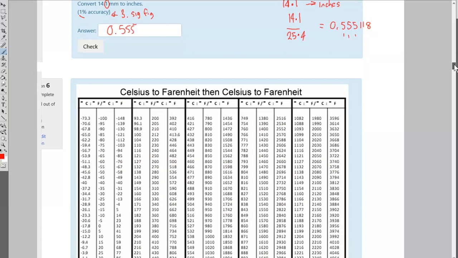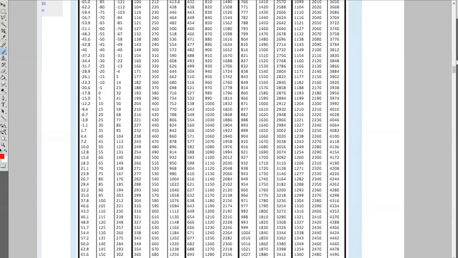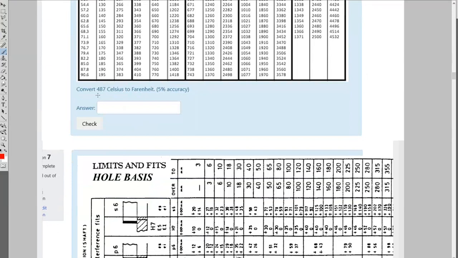Celsius to Fahrenheit. Now, this table confuses everyone, including me. What does it actually stand for? Well, it's a bit unusual, which is good to see an unusual table. Let's see what we're trying to do. We're going to go 487 Celsius to Fahrenheit, which is the American system, which is really weird. Celsius is also known as centigrade, so we have two different names, but the proper name is supposed to be Celsius. 487 Celsius, which is pretty hot.